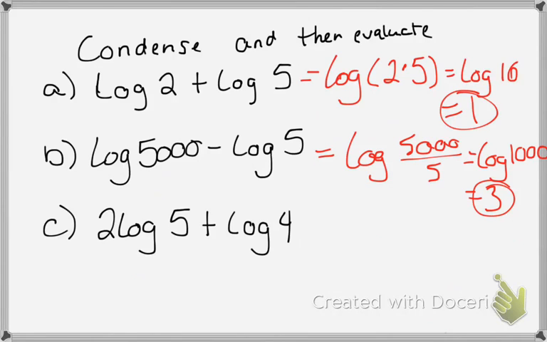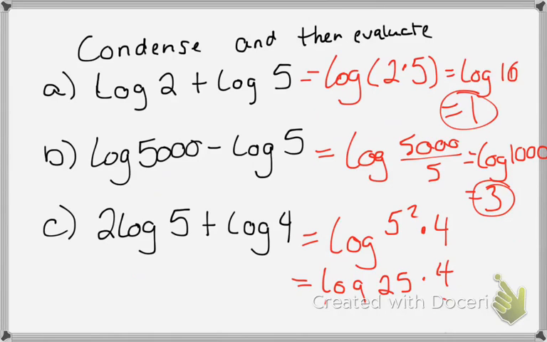So on part C, I'm going to condense. So the first thing I would do is change this to log of 5 squared times 4. I would want to simplify order of operations. 5 squared would give me 25. 25 times 4 would give me log of 100. 10 to what power would give me 100 would be the second power, and that would be my answer.